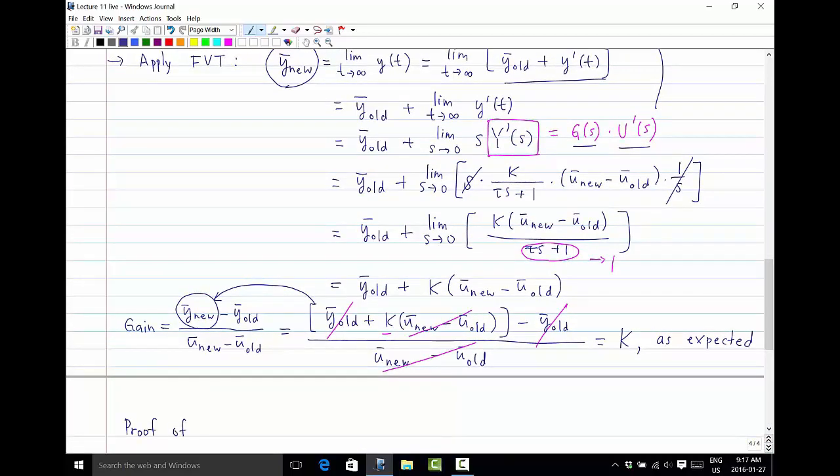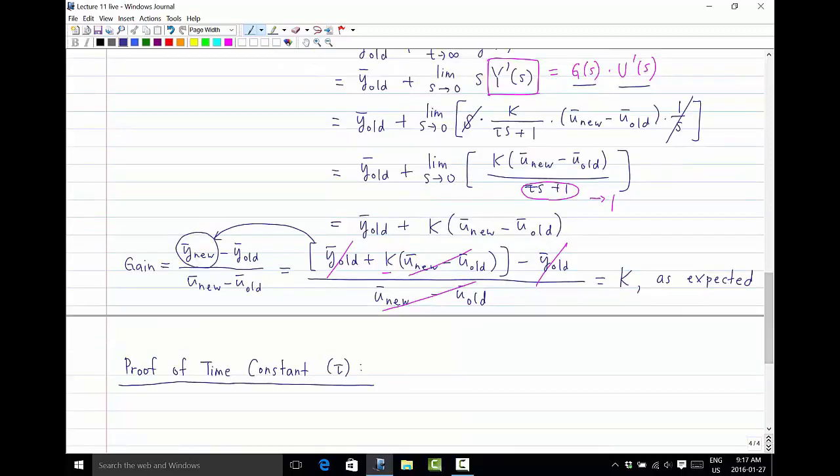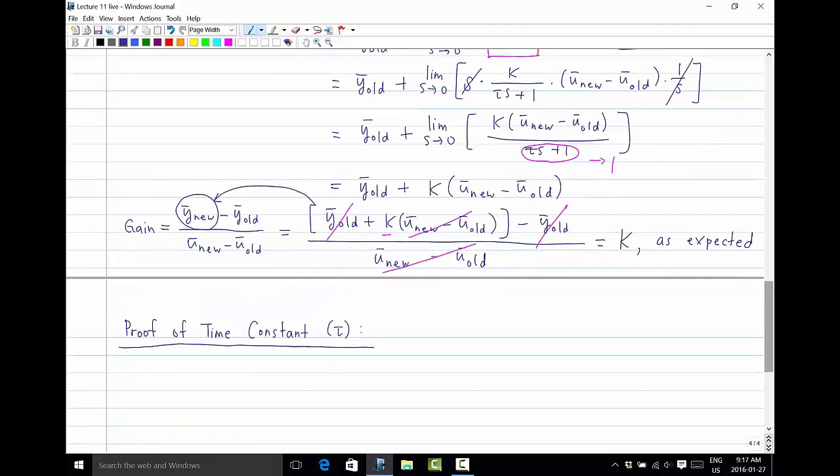Now, we should prove that the time constant is indeed equal to tau. Let's start out with the same arbitrary step input, where the new steady state value of the input is simply 1 plus the old steady state value. The Laplace transform of this function is 1 over s.